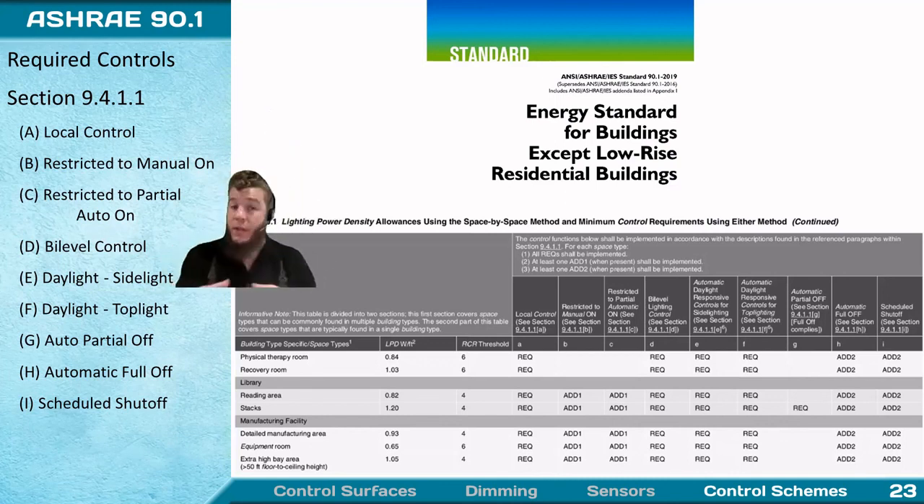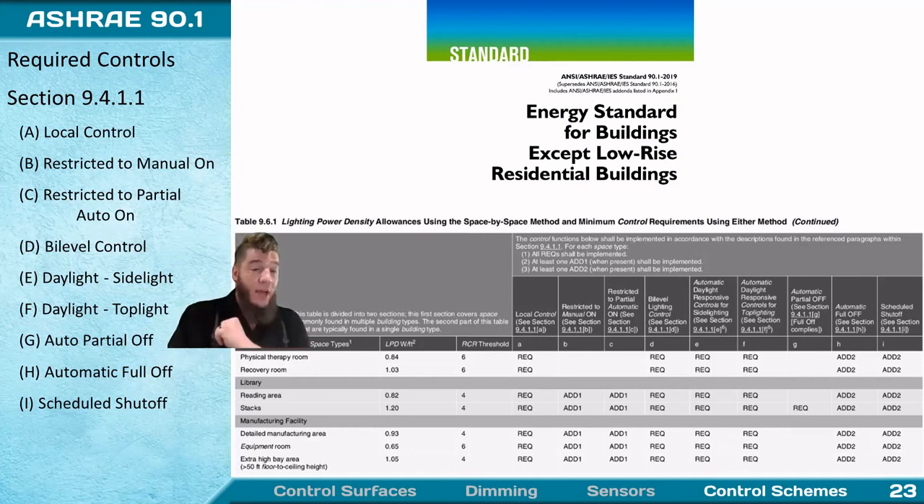Bi-level control can be realized in a huge variety of ways. A dimmer is more than bi-level control, so if you've put a dimmer in the space, you're good to go already. Scene controllers usually will get you there. Also just zoning your lights. In that example classroom that we were utilizing earlier, we had three zones of lights, and that's going to get you multiple light levels in your space. So there's a variety of ways you can get to bi-level control.